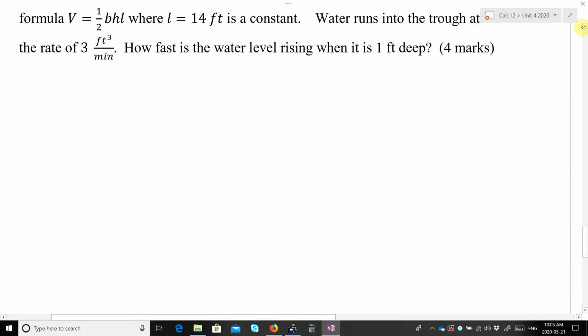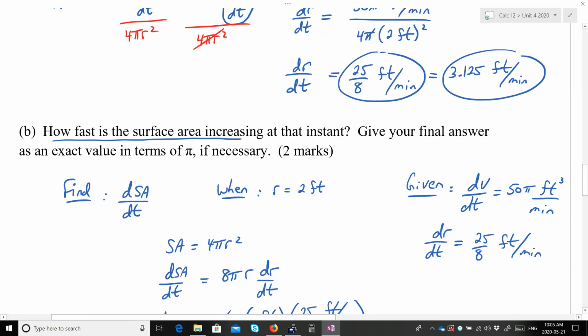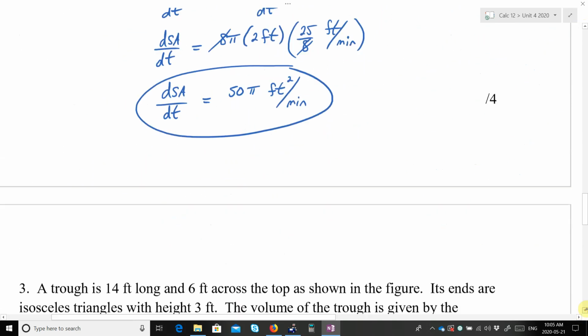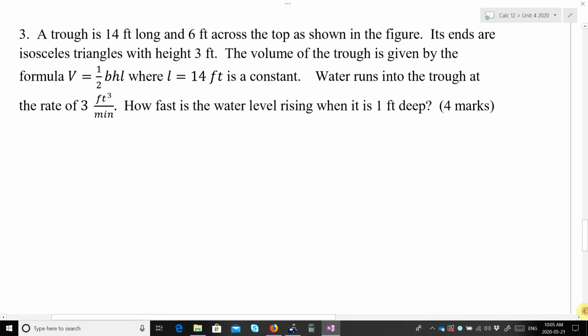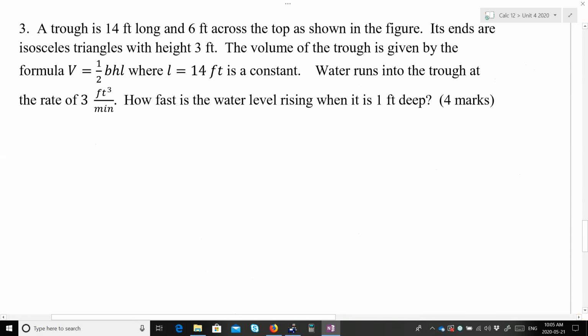Okay, and so I'm pretty sure on the test I actually have the diagram there for you. And this is what the diagram would look like.